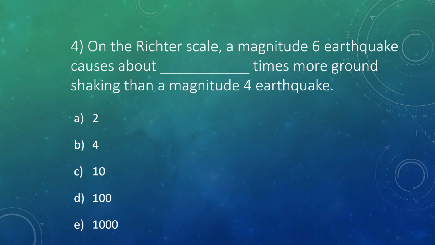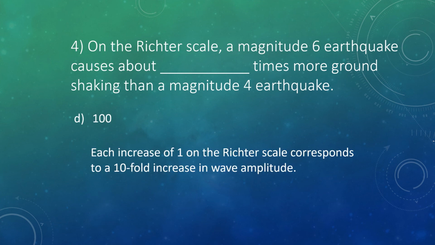Okay, well remember it's a logarithmic scale, which means it increases at an increasing rate. So basically, for every step up in magnitude, we have an increase of about 10 times in ground shaking. So if we jump up twice, we're jumping up by 10 times 10, which is 100. So we see a 100-fold increase in amplitude.